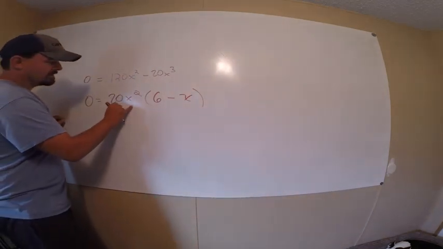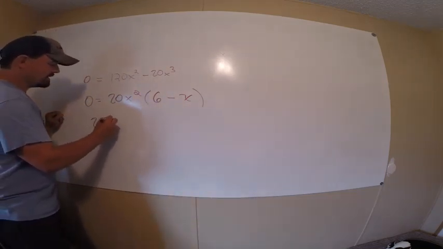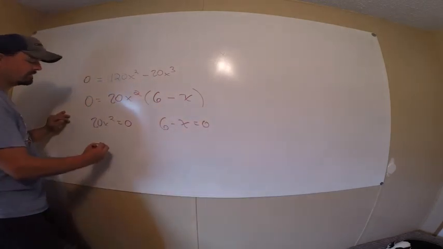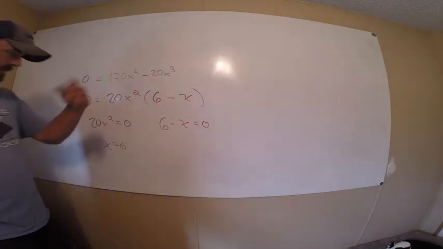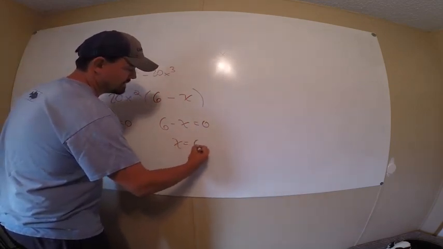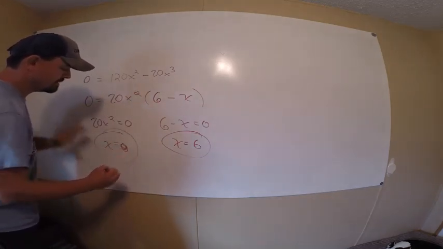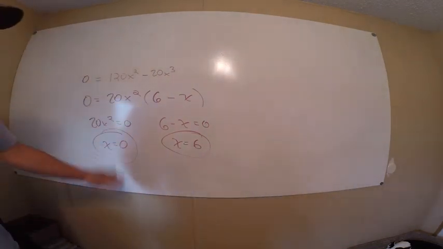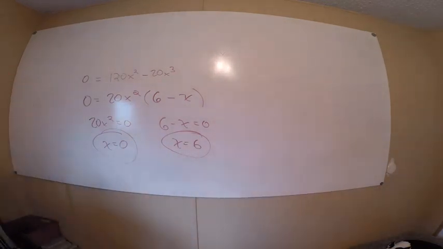Either one of these, if this term equals 0, the whole thing's 0. If this term equals 0, the whole thing's 0. So if I set 20x squared equal to 0, and I set 6 minus x equal to 0, I should be able to find my 2 zeros. Here, obviously, if x equals 0, it works. You can divide by 20. 0 divided by 20 is 0. Square root of 0 is 0. X is 0. Here, if x equals 6, it is 0. So there's your 2 answers. X equals 0, and x equals 6. Like I said, we can factor it by hand, we can find it on the calculator. Whatever your fancy is, just make sure you get the right answer.